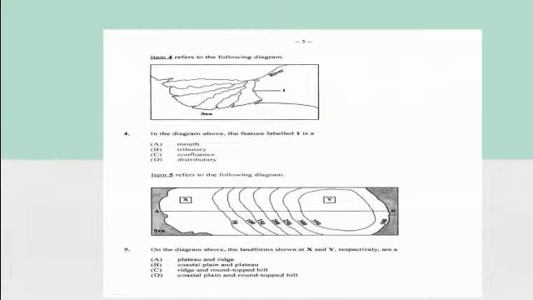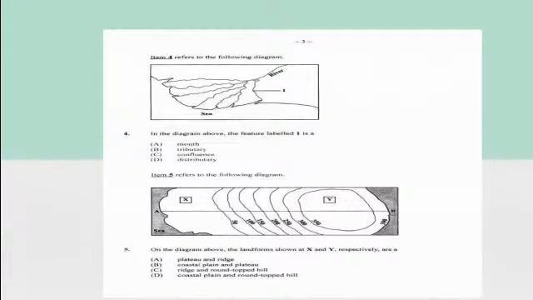Four, in the diagram above, the feature labeled one is A. All right, so we have mouth, tributary, confluence, or distributary. So mouth is the general term for where the river is exiting into the sea or into a larger water body. Tributary would have been a smaller river that joins into a larger river. And then confluence is the point where the smaller river joins the larger river. So far, none of those are your answers. We are left with distributary.